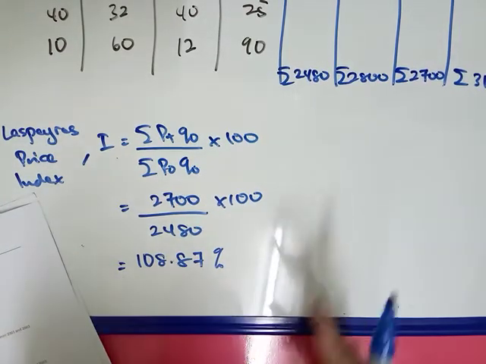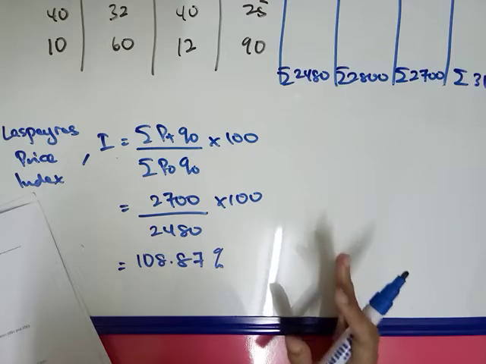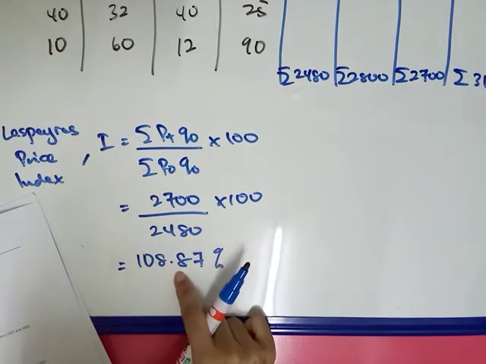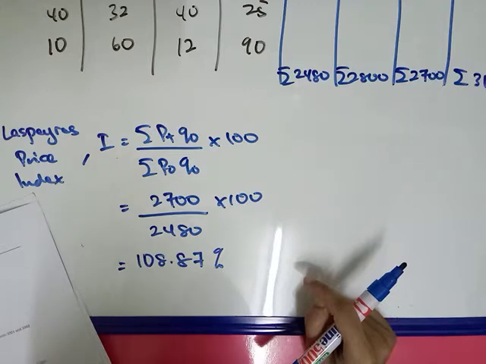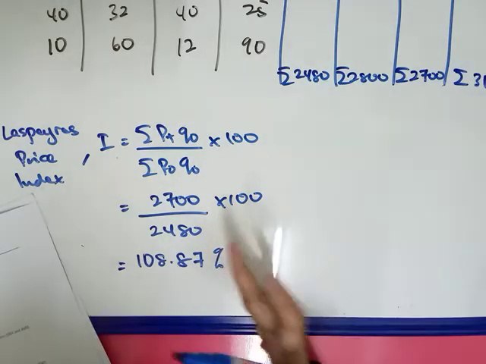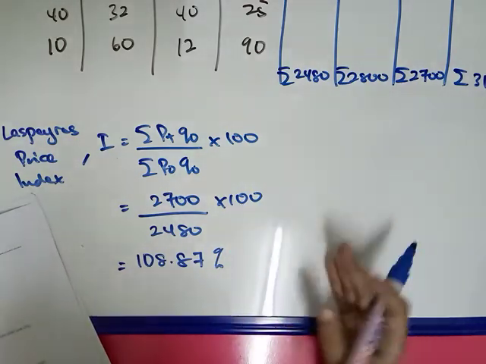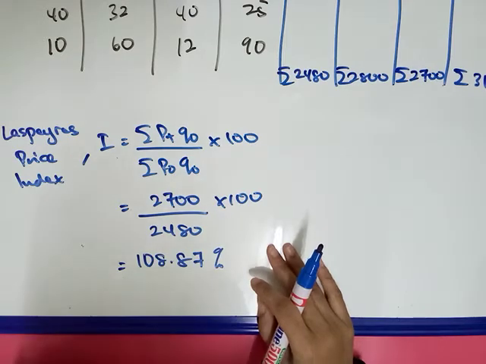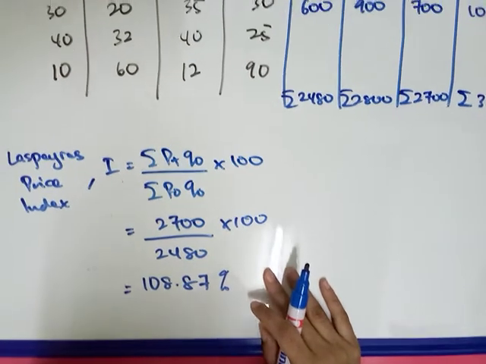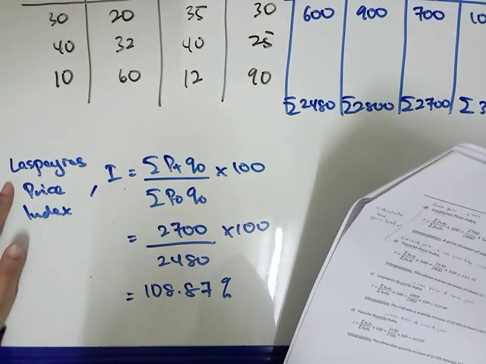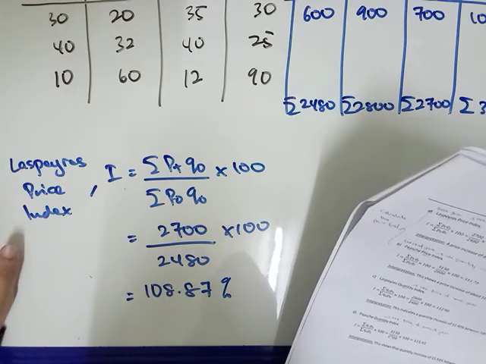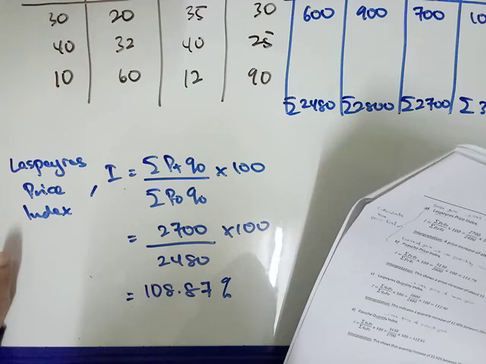So how much is the increase? Okay, you need to interpret. A price increase of about 8.87% between 2001 and 2002. Okay, you state how many percent increase between what: between the base year and the current year. Okay, do you understand now? Same goes with Laspeyres quantity index, Paasche price index, and Paasche quantity index.